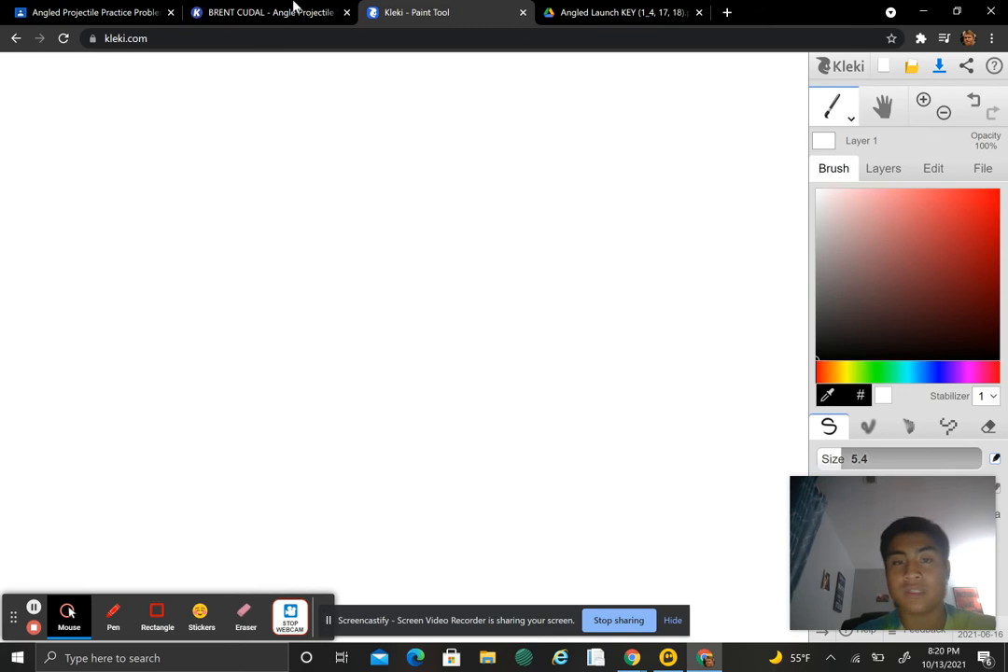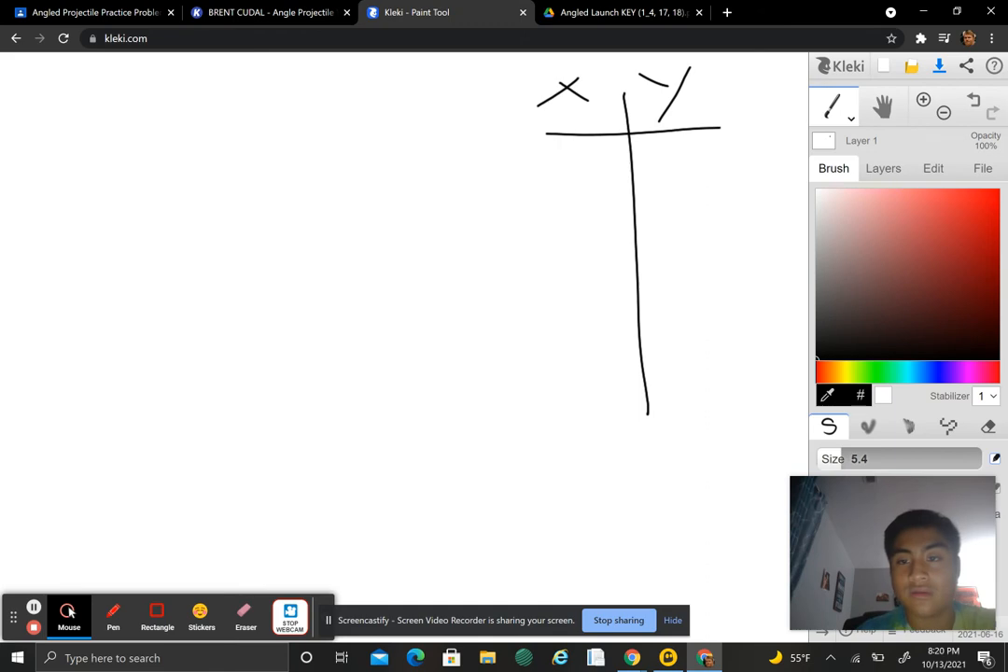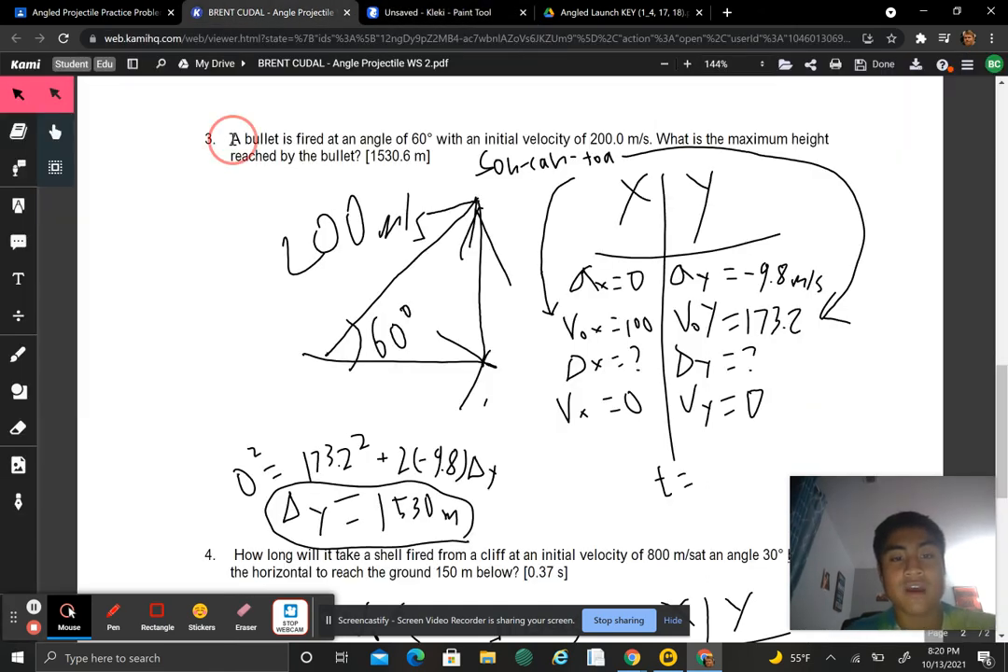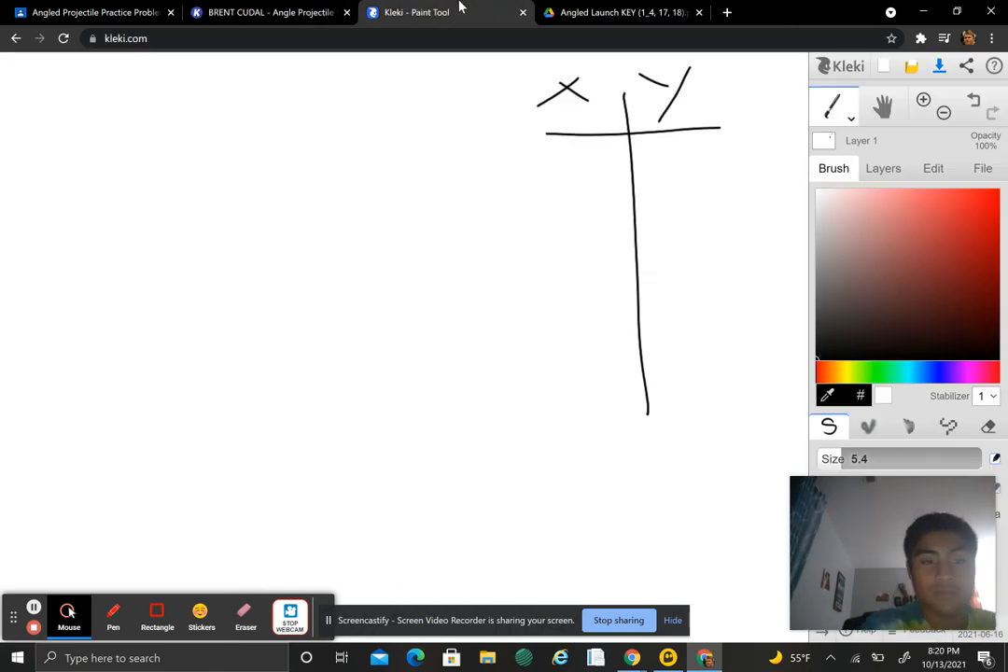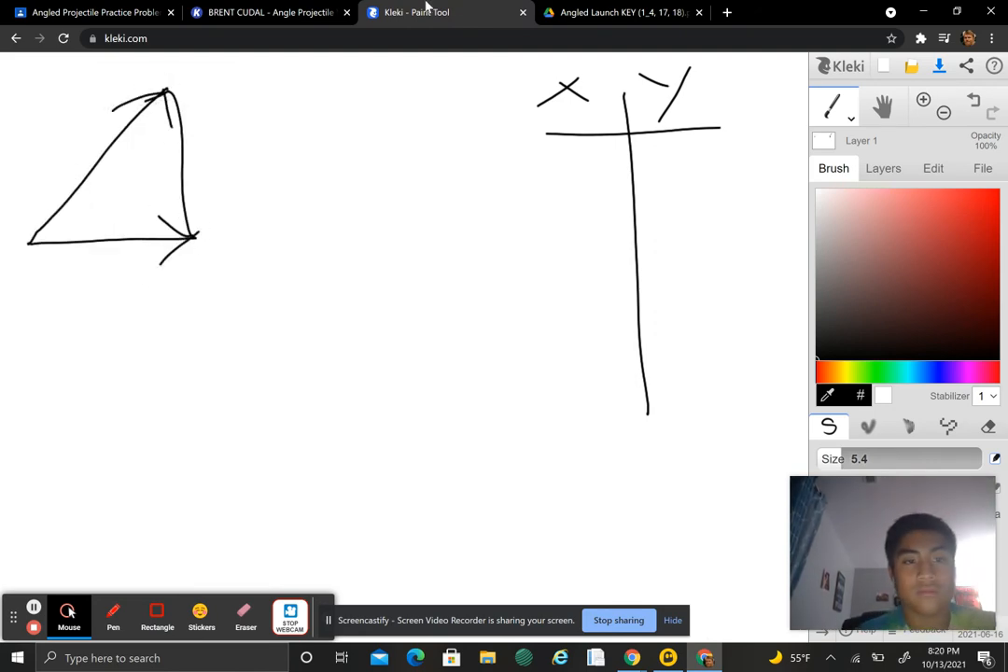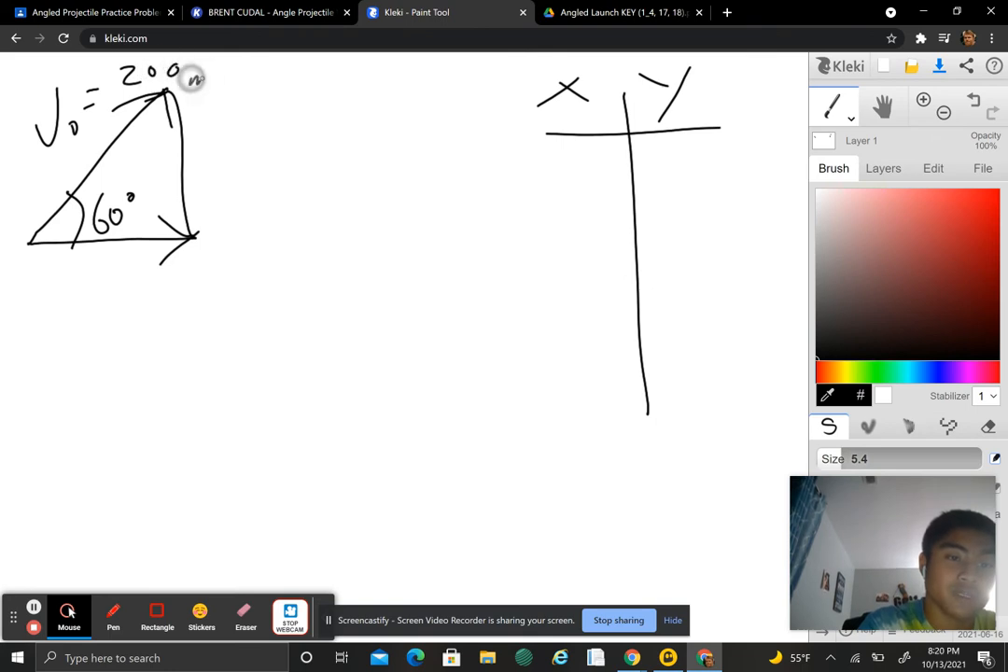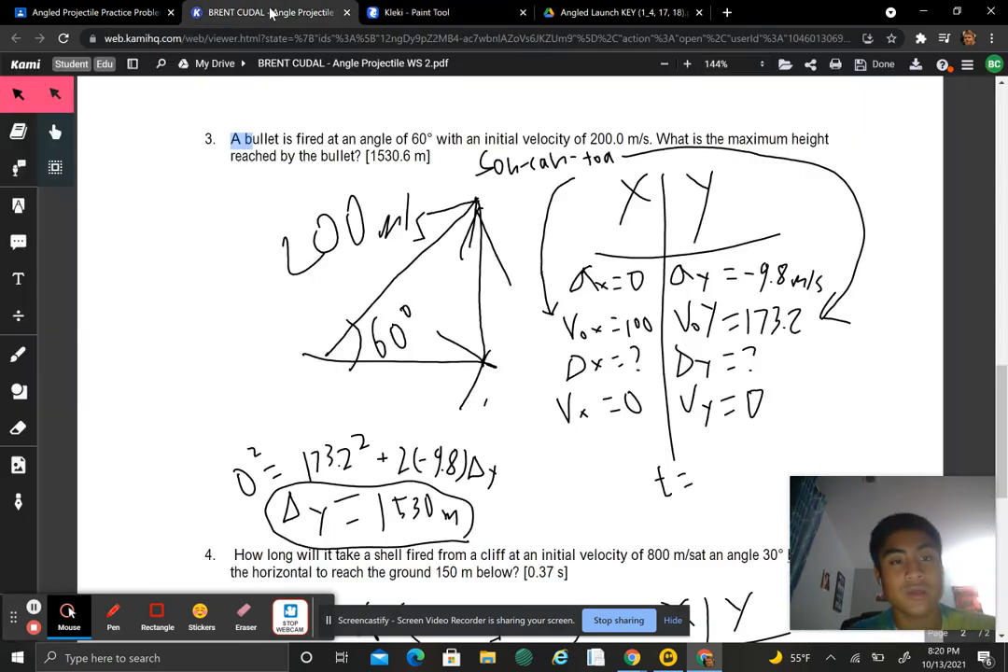It should be a good representation of what the easier versions of these kind of questions should be on the test. So, a bullet is fired at an angle of 60 degrees. Let's get our triangle started up right now. 60 degrees. Initial velocity up. There's our hypotenuse already. Initial velocity of 200 meters per second. That's our hypotenuse. You can already probably tell where this is going. What is the maximum height reached by the bullet?